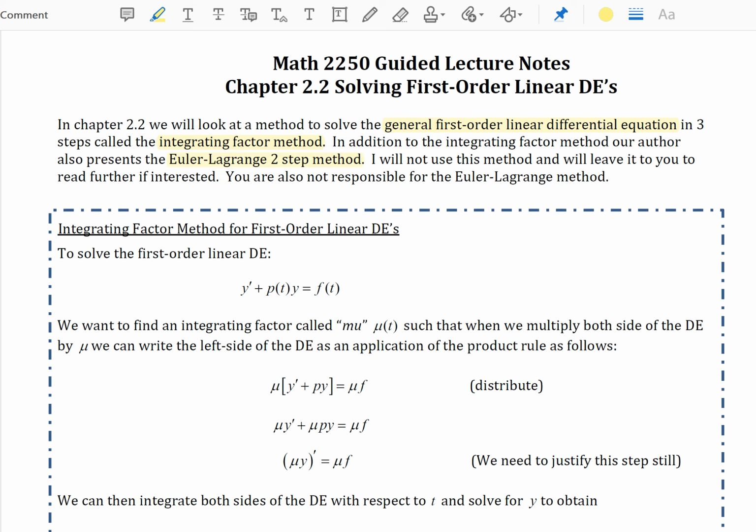I will not use this method and will leave it to you to read further if interested. You are also not responsible for the Euler-Lagrange method on our exams.